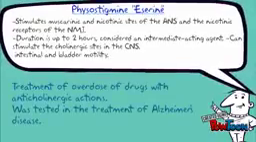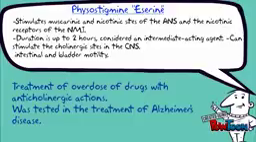Let's have brief knowledge about the drug physostigmine. It stimulates muscarinic and nicotinic sites of the autonomic nervous system and the nicotinic receptors of the neuromuscular junction. Duration is up to 2 hours. Increases intestinal and bladder motility.